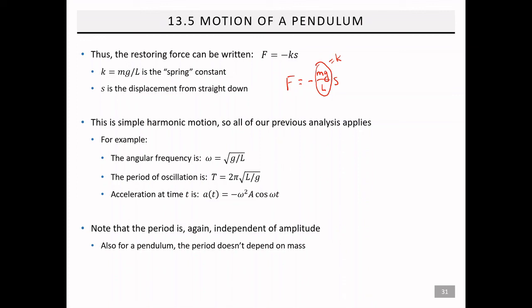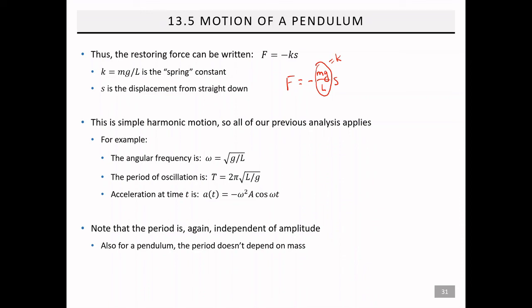Now this fits the bill for simple harmonic motion. That means all the analysis we did in the first 29 slides applies to pendulums as well as springs. Here I picked out a couple examples.